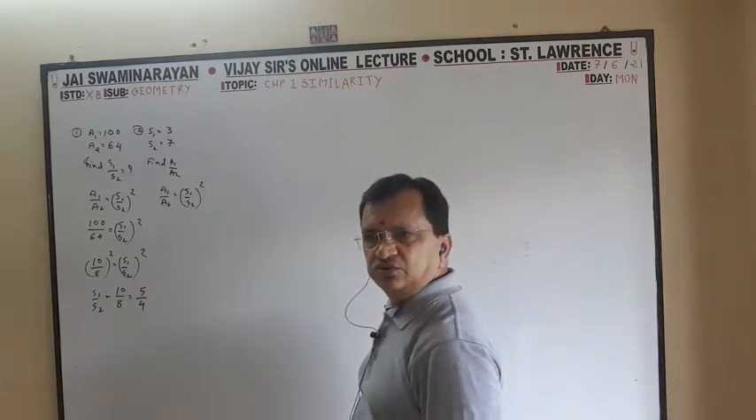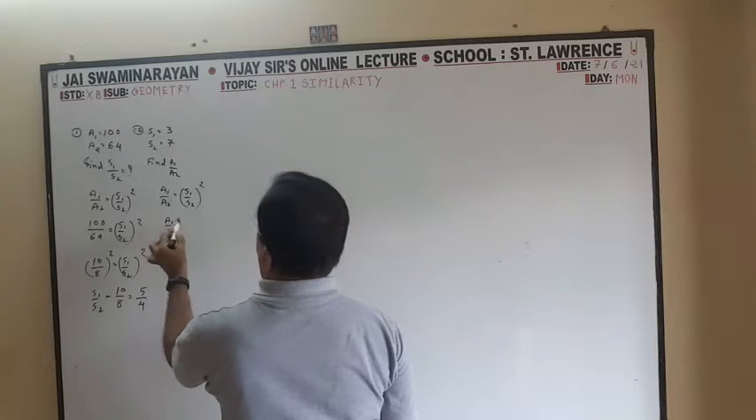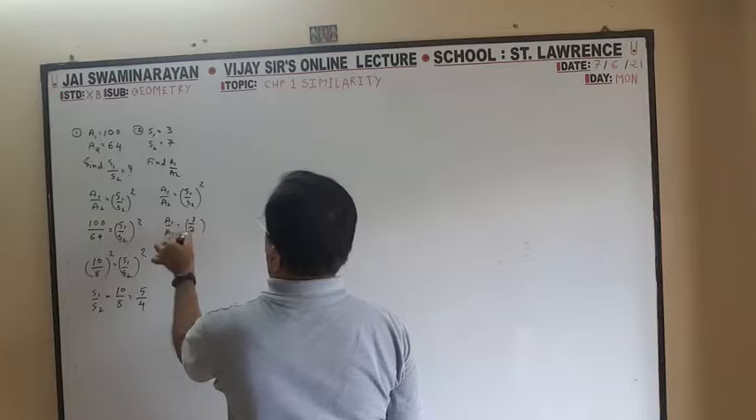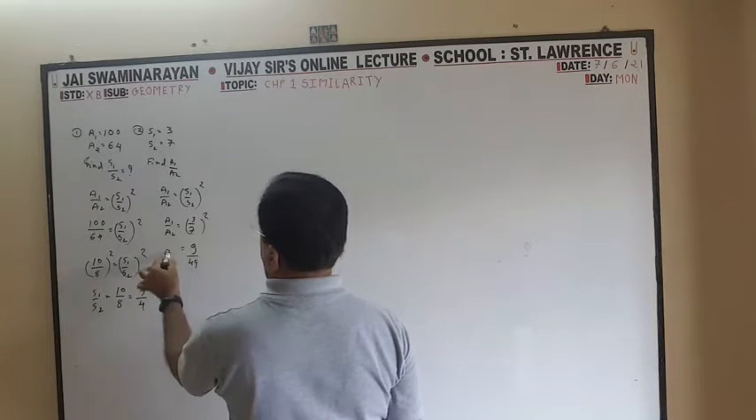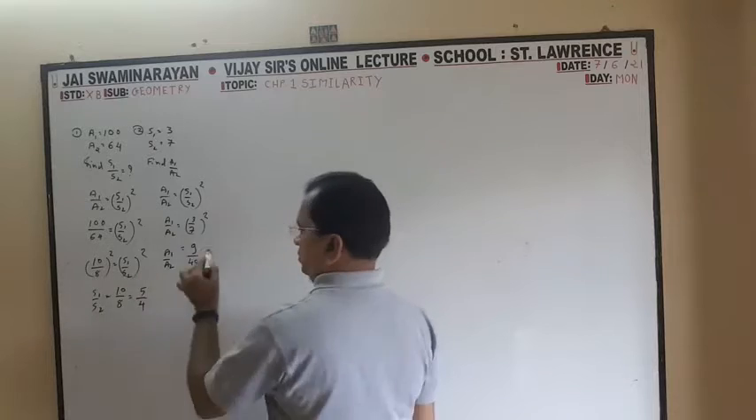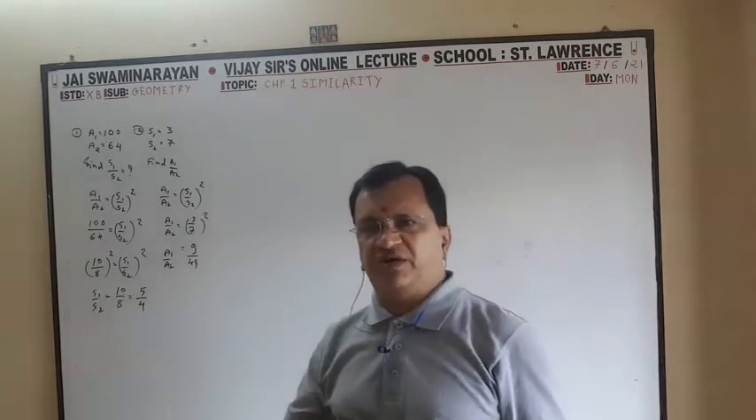Now S1, S2 are given, 3 by 7. So 3 3s are 9, 7 7s are 49. So area 1 by area 2 is 9 by 49. Now no further simplification we can do.